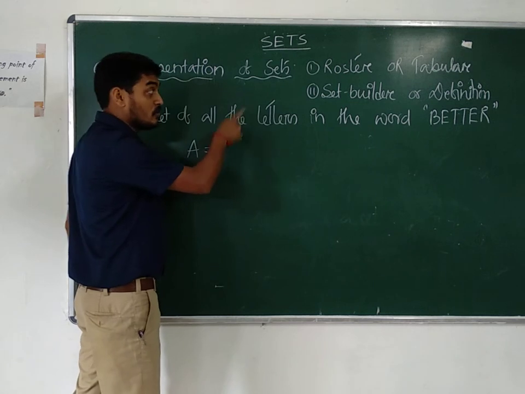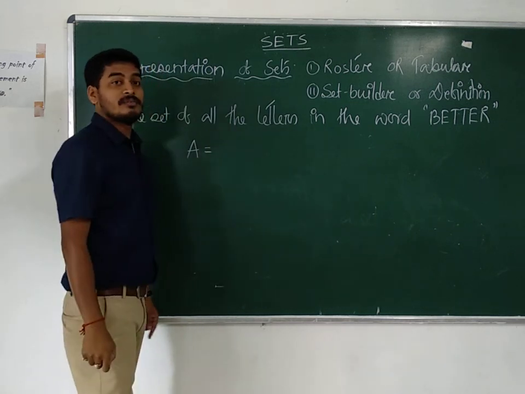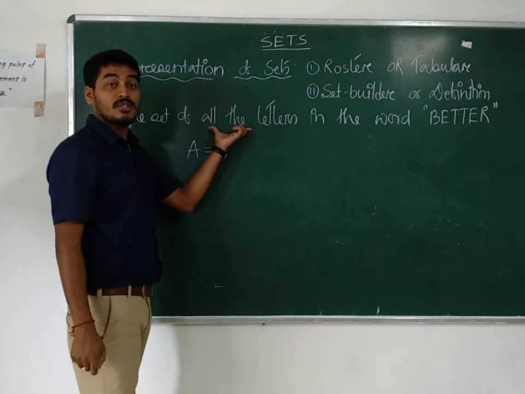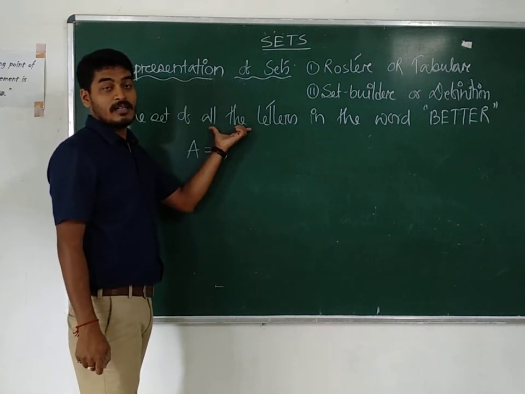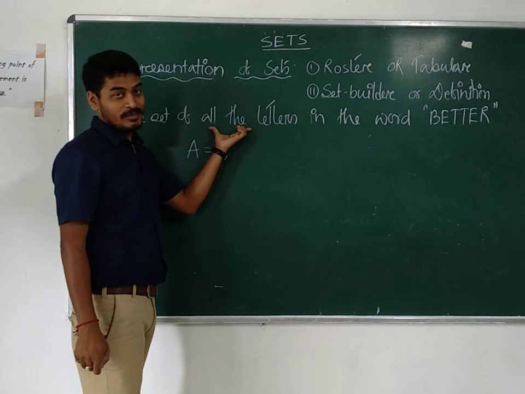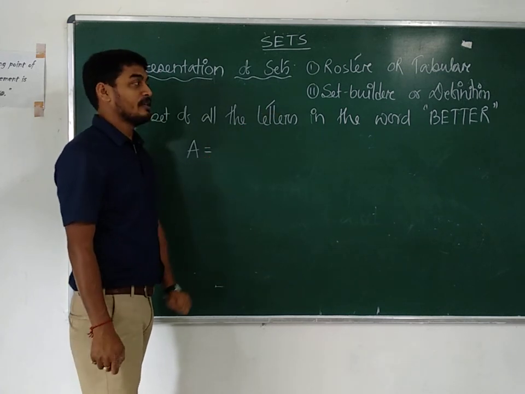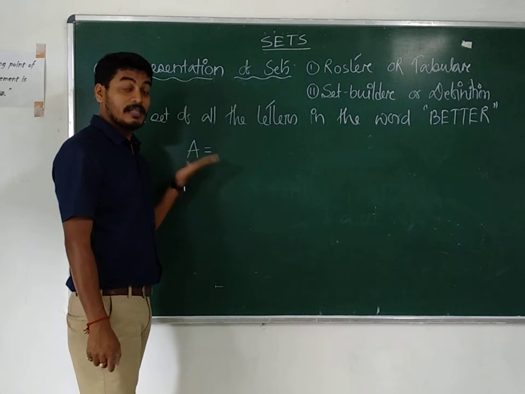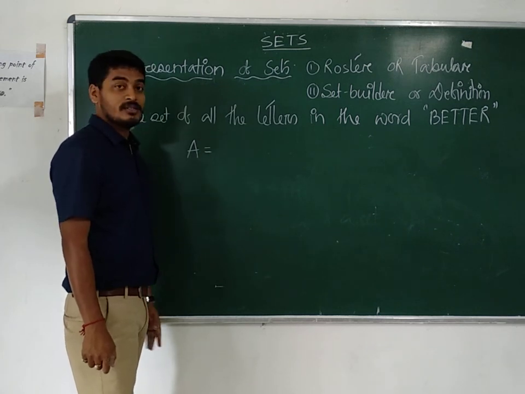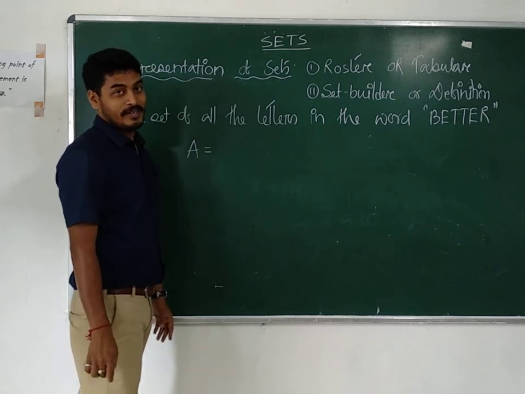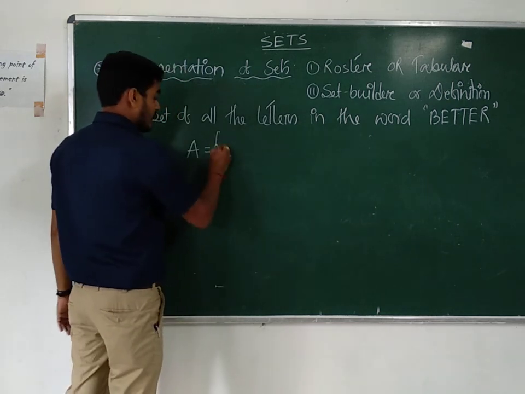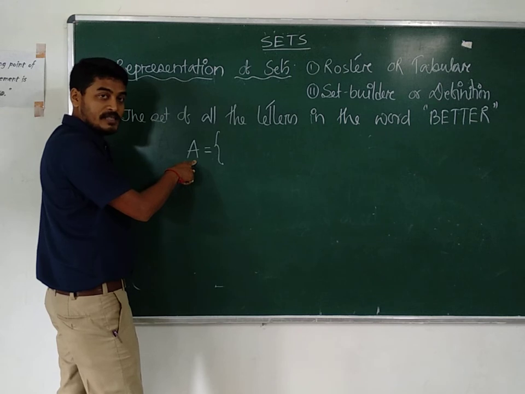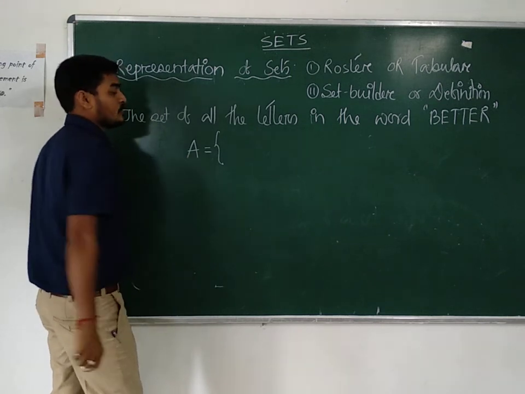So we will write it in roster or tabular form. Roster or tabular form means the information will be given, and depending upon the information, you have to mention the elements. The number of elements may be finite or infinite. Here in this word, the number of letters is finite, so the set that we get will obviously be a finite set. It has to have a specific name, and I have given it A. Any letter can be used to represent it. So A is a set.